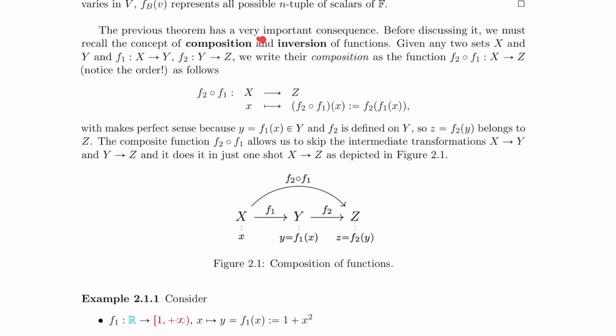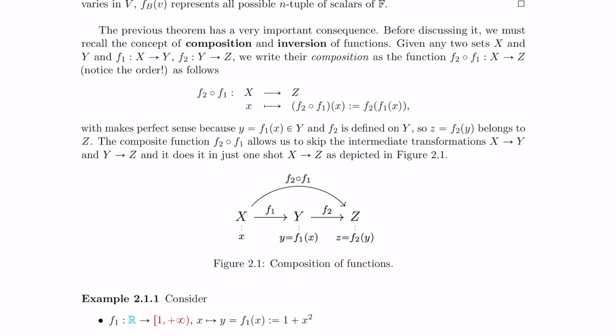We're now going to see an important consequence of this theorem, which unveils the fundamental role played by the dimension for finitely generated vector spaces. To discuss this consequence, we must recall the concepts of composition and inversion of functions. Let's start with composition by considering this diagram here.